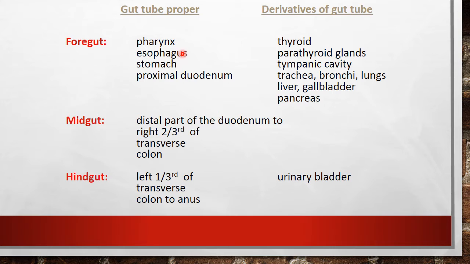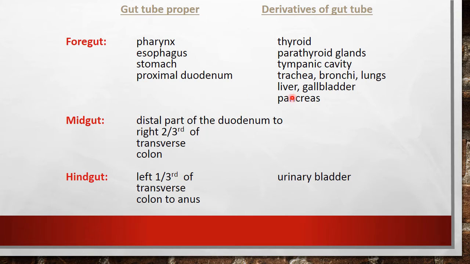So the derivatives of the foregut are the pharynx, esophagus, stomach, the proximal part of the duodenum till the opening of bile duct, and other structures which appear as diverticulum from the ventral wall of the foregut. These are the thyroid and parathyroid gland, the tympanic cavity. The respiratory diverticulum is giving rise to the trachea, bronchi, and the lungs. Then there is the hepatic diverticulum, which is giving rise to liver, gallbladder, and pancreas.